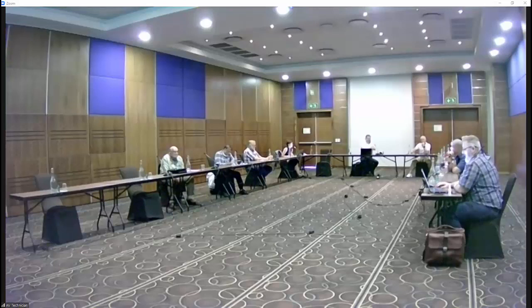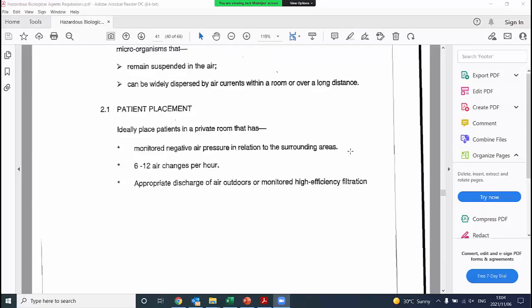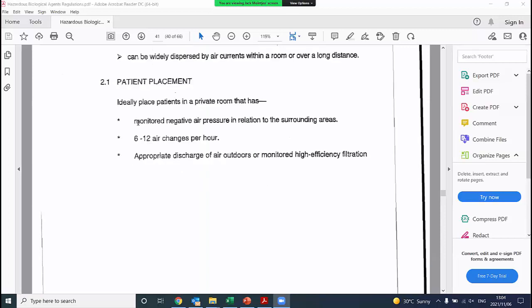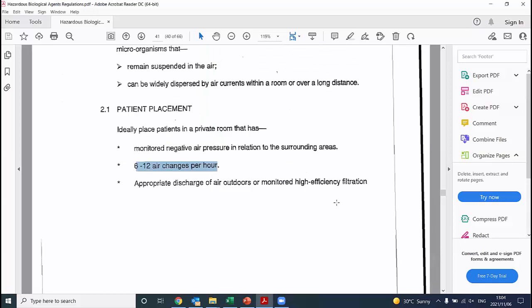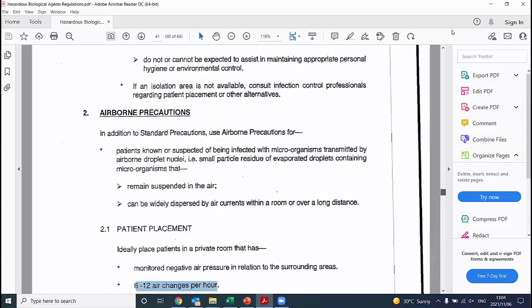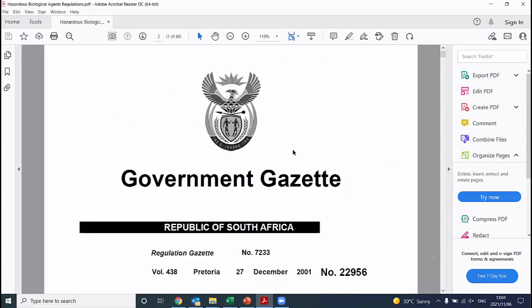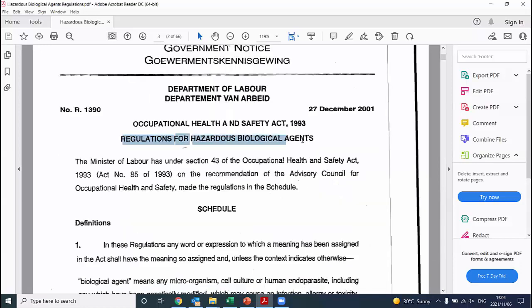So the short answer is yes, and it specifically relates to TB, and I can just share my screen again. This is the Hazardous Biological Agents regulations. It says patients should be placed in a room with monitored negative pressure in relation to the surrounding area, 6 to 12 air changes per hour. So that is the regulation for this biological agent, which specifically pertains to TB and so forth.